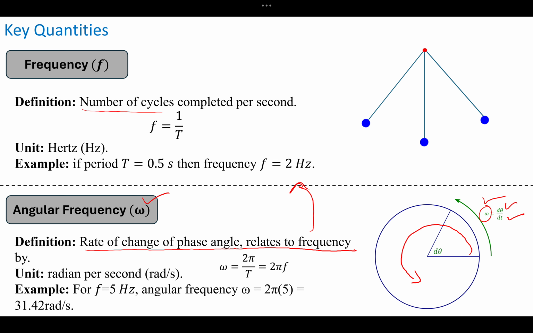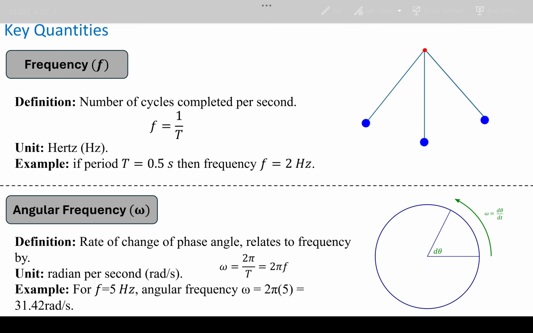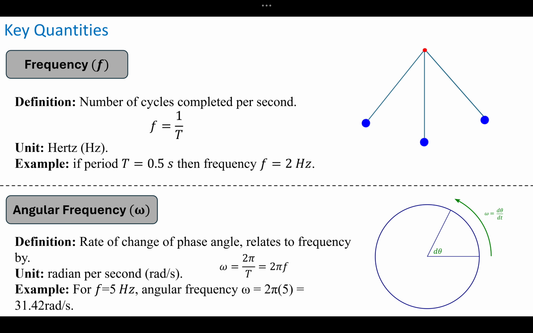And in the earlier case we had cycles per second. However, in angular frequency we have degrees or radians per second, as you can see right here. If you look at this equation, omega is equal to d theta by dt, or angular displacement over time. Now for one complete cycle, you have an angle covered of 360 degrees. Okay, and 360 degrees is also equal to 2 pi radians.